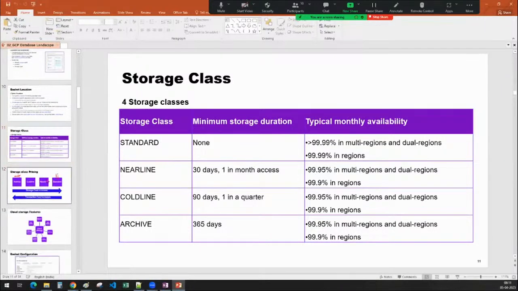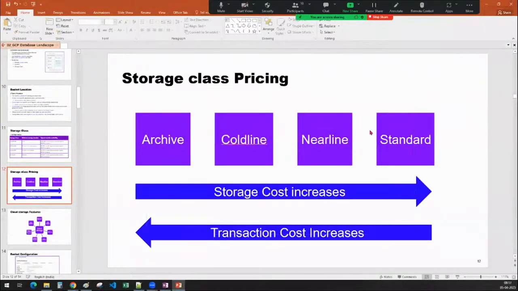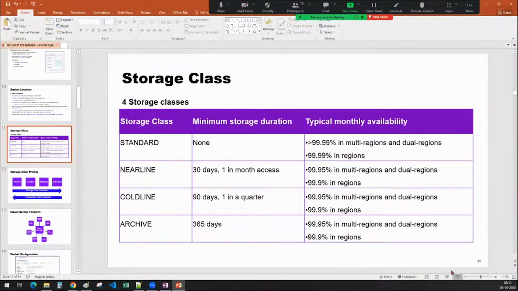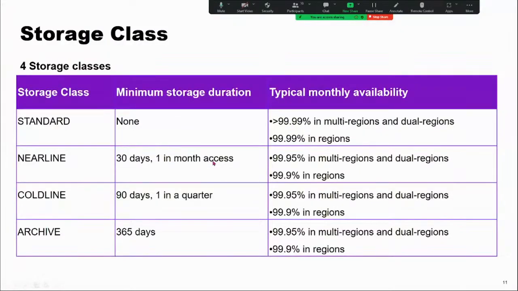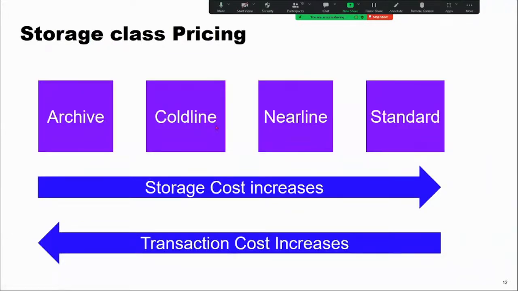Yeah, last time when I was explaining, this is the thing. The advantage is something that I will tell you. These are the 4 storage classes, guys: Standard, Nearline, Coldline, and Archive. As I told you, when you are accessing frequently, the transaction cost is very less and the storage cost is very high. When you are accessing it once in a year, the transaction cost is very high and the storage cost is very less. So this is the advantage that you are getting.